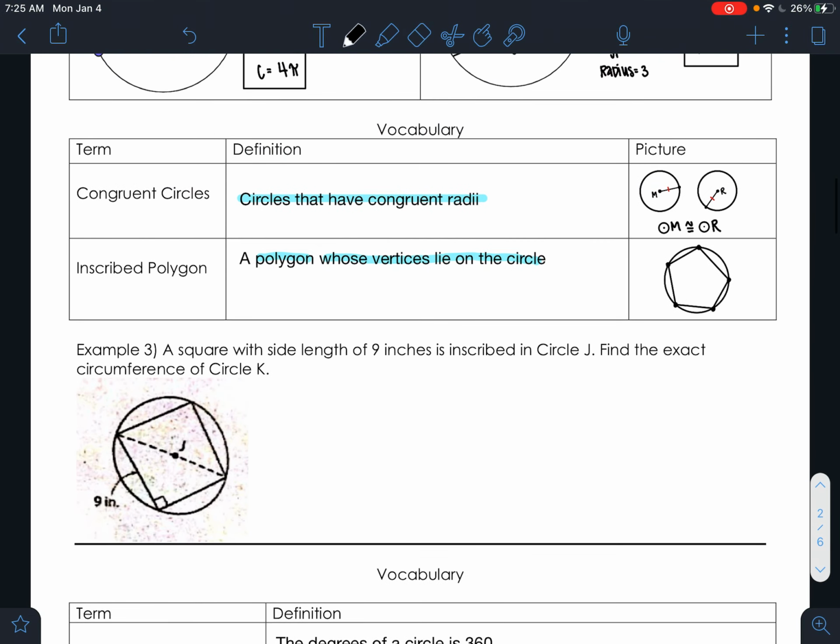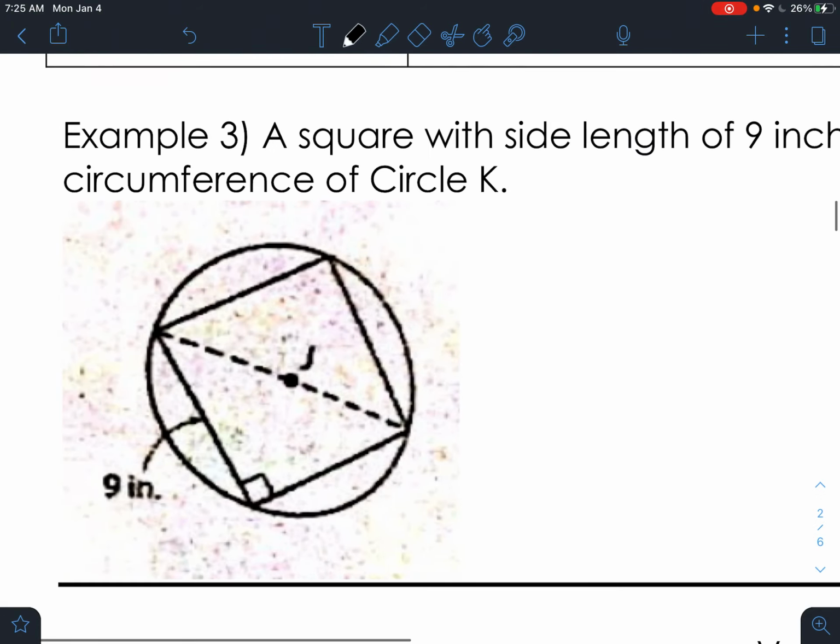So example 3 then says, a square with a side length of 9 inches is inscribed in circle J. Find the exact circumference of circle J. Whoopsie, that should say circle J. So we know that it's a square, so again, all of these are right angles, and we need to find the exact circumference.